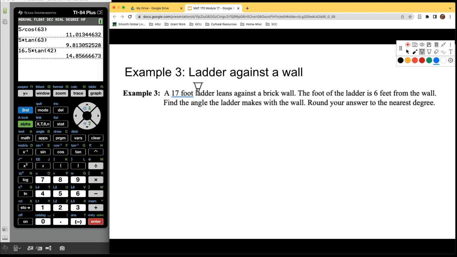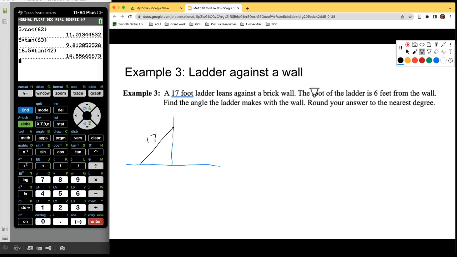We've got a 17-foot ladder leaning against a brick wall. The foot of the ladder is 6 feet from the wall. So let's say we've got a wall here, right? Got the ladder leaning against the wall. We know that the ladder itself is 17 feet. I said 17. I was thinking 17, and for some reason I just wrote 14. A 17-foot ladder.